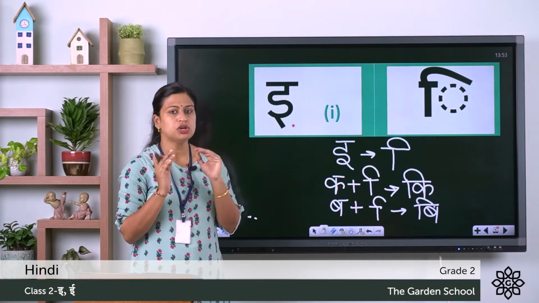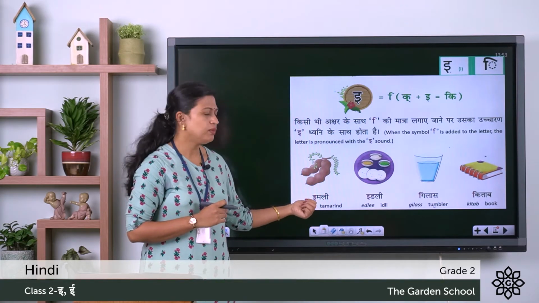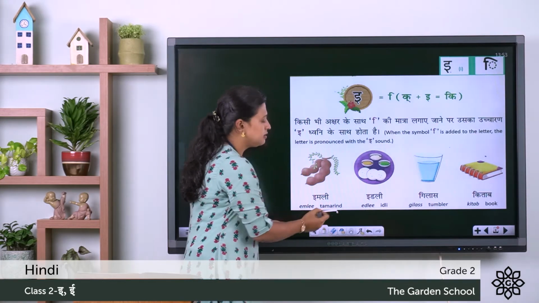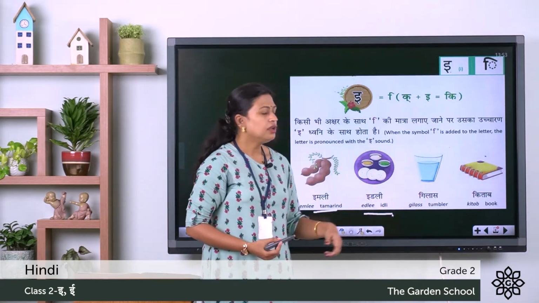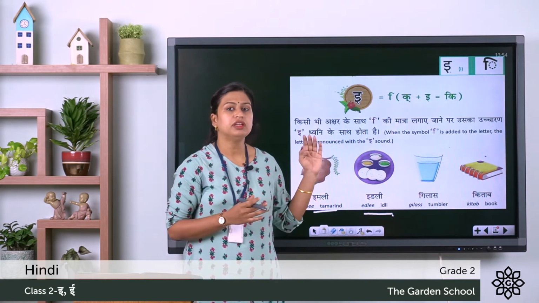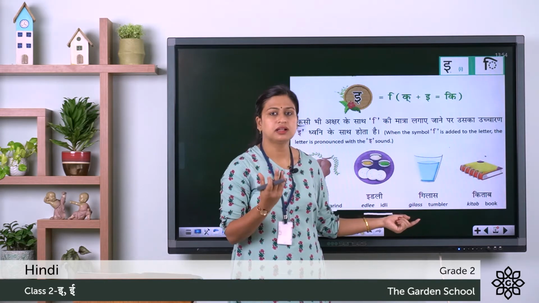I which has a short sound. So, here you can see the words starting with Swarakshar I. I for Imli, that means tamarind, Idli, and here you can see the letters with the symbol of I. The word is Gilas, that means glass.